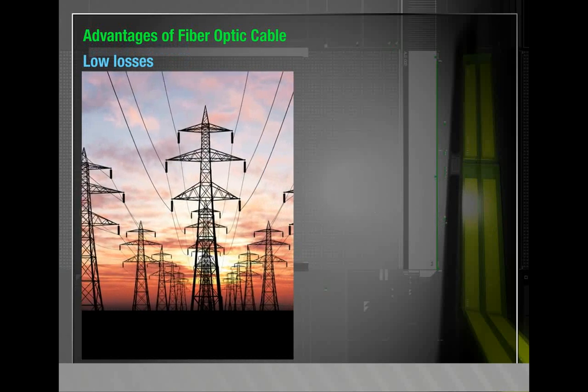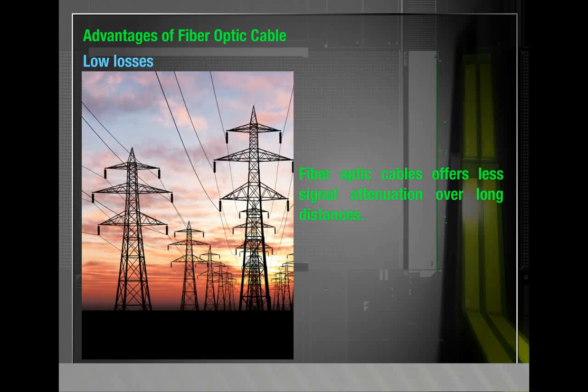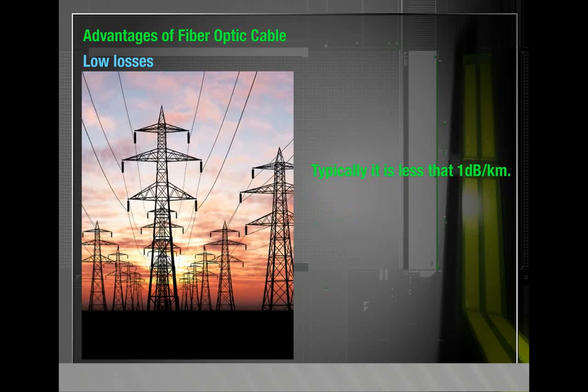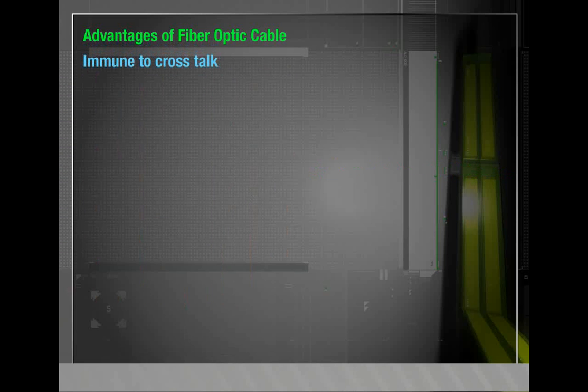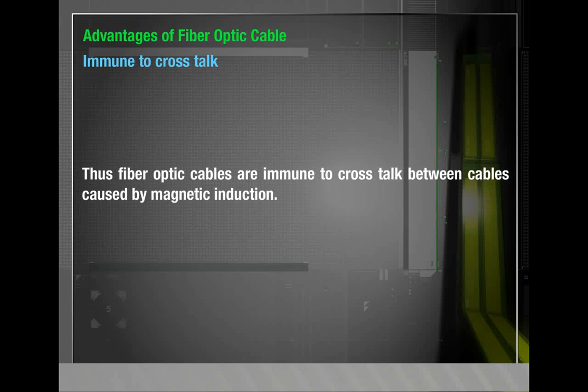Low losses. Fiber optic cables offer less signal attenuation over long distances. Typically, it is less than 1 decibel per kilometer. Immune to crosstalk. Since fiber optic cables are non-conductors of electricity, they do not produce a magnetic field. Thus, fiber optic cables are immune to crosstalk between cables caused by magnetic induction.